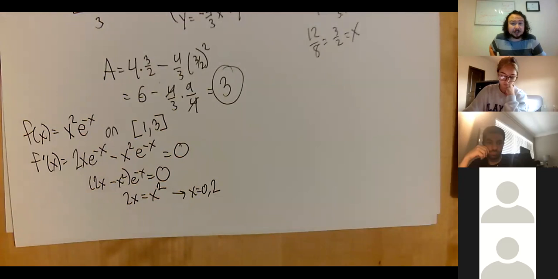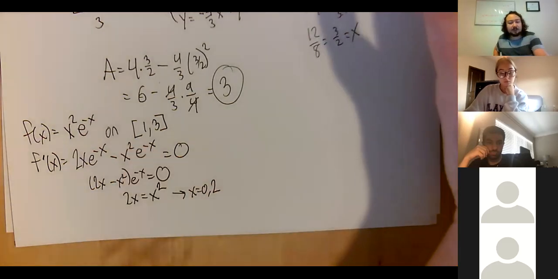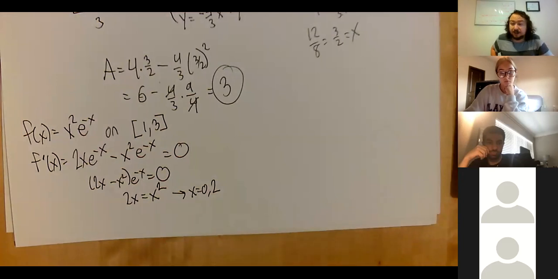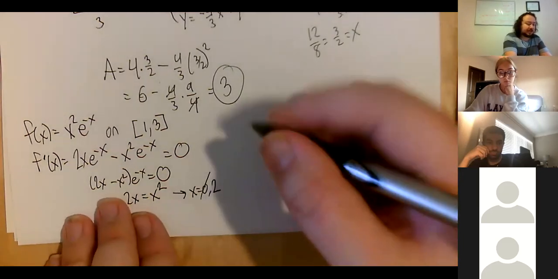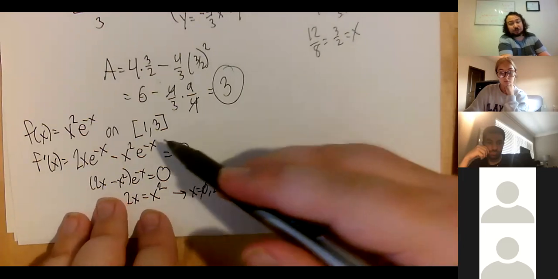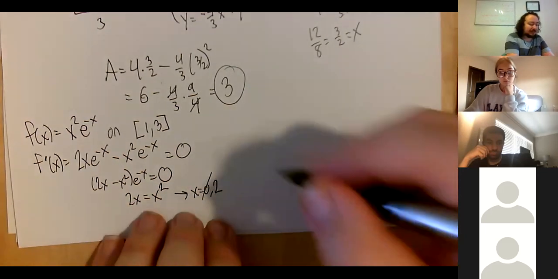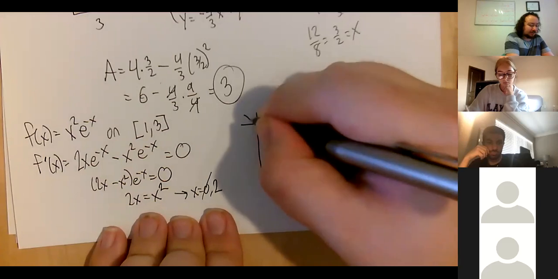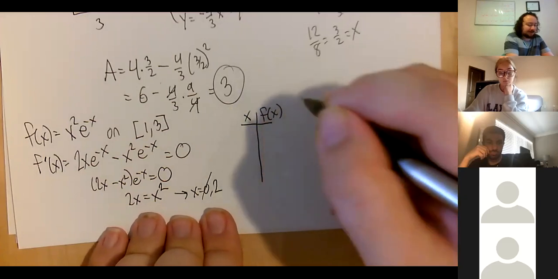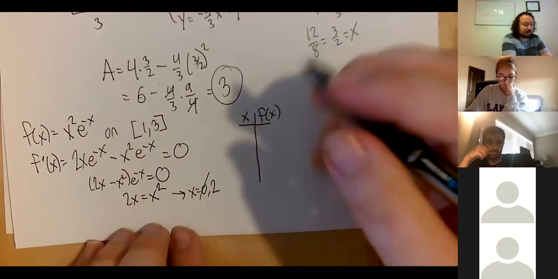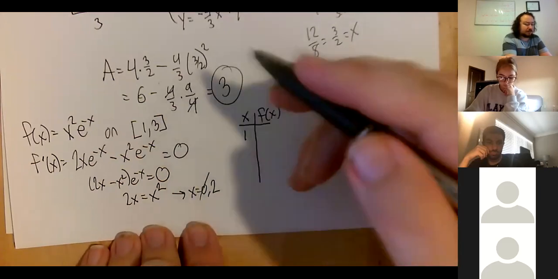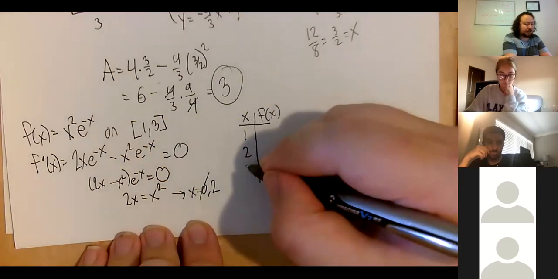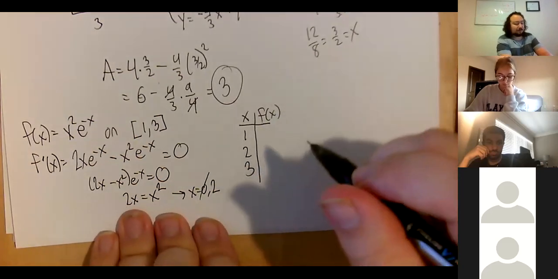Now, if our interval were bigger and it included 0, we would definitely consider 0 as a possible minimum value. But the thing is that we're only looking at the x values on the interval 1 to 3. So we're going to ignore 0 for this, but we will include 2 because 2 is in fact between 1 and 3. All right. We have x and we have f of x. Now let's see which one of these is the smallest between 1, an endpoint, 2, which is a critical point, and 3, which is the other endpoint.